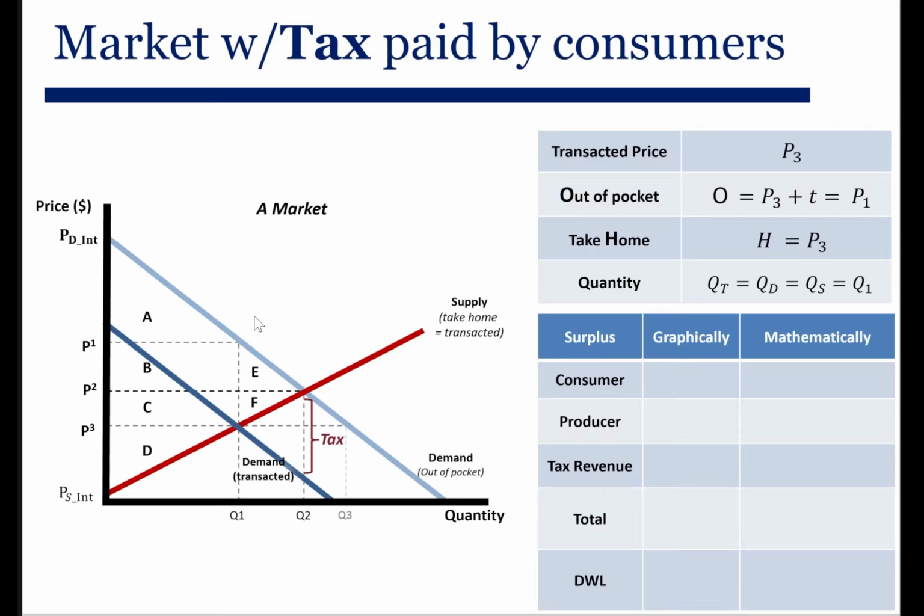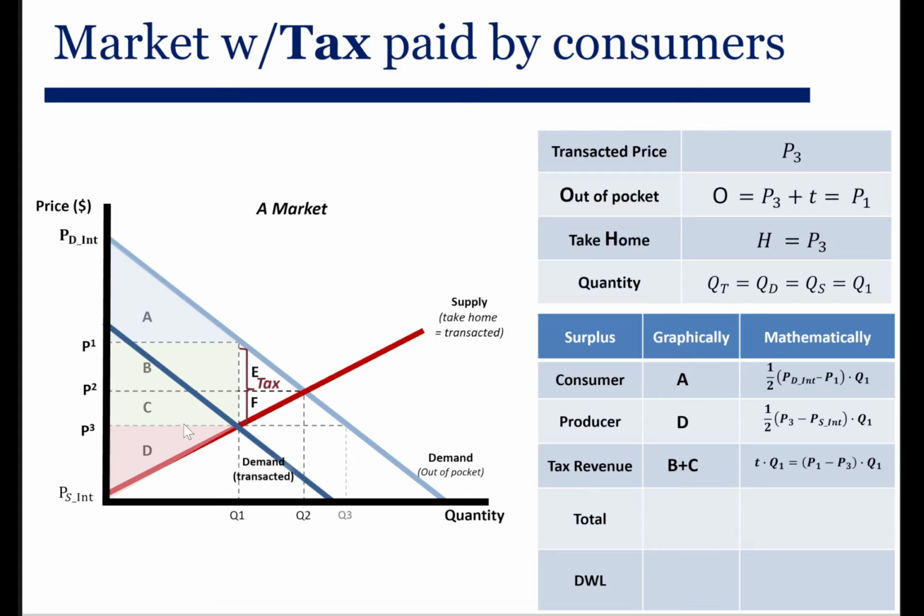So let's look at the surpluses here. The consumer surplus is, again, we look at the out-of-pocket, is what we want to stick to. We could do transacted to transacted, but I think it's sounder to stick to the out-of-pocket. You're less likely to make mistakes. The producer, the transacted is the take-home, so the area below P3 above the supply curve. And don't forget our tax revenue. Again, it's the tax amount per unit times the number of units of this area with the height of tax and a width of the quantity.